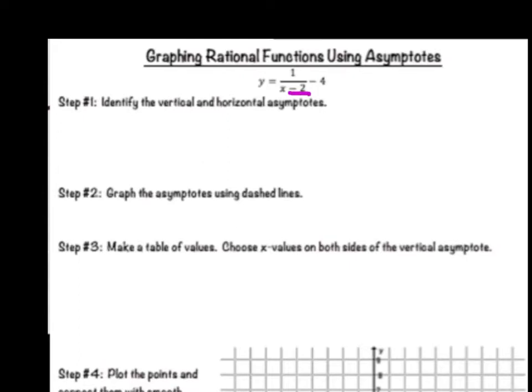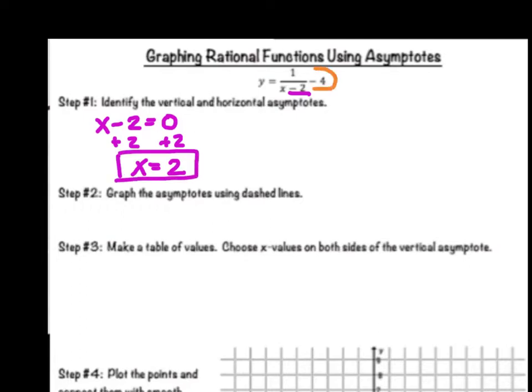Our vertical asymptote is all based on this x minus 2 is equal to 0, so setting that bottom part equal to 0 so we can find where it's undefined. We would add 2 to both sides, and we have x is equal to 2. So there is our vertical asymptote. Our horizontal asymptote is all based on that extra little bit of information off to this side. So our horizontal asymptote is y is equal to -4.